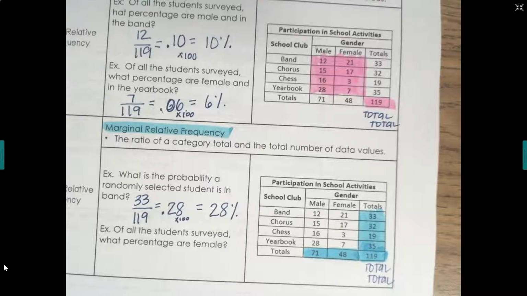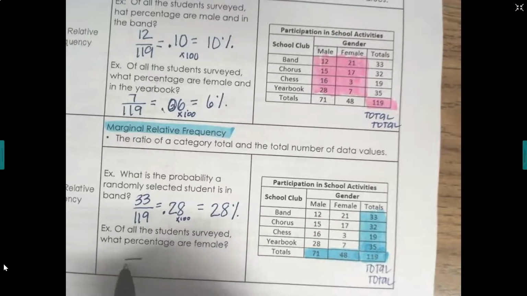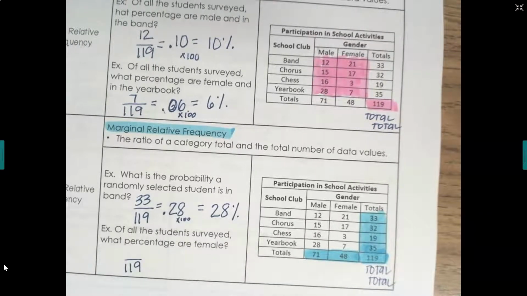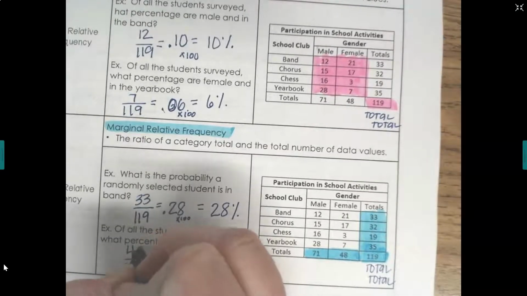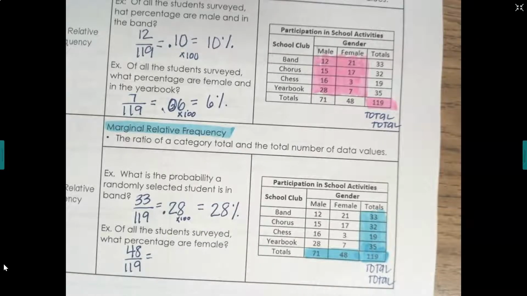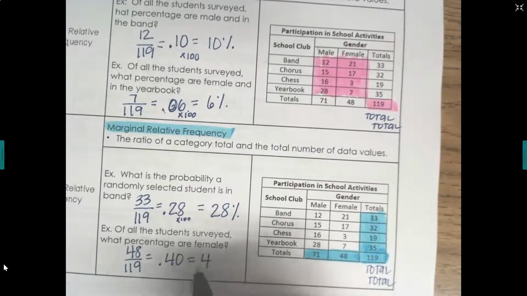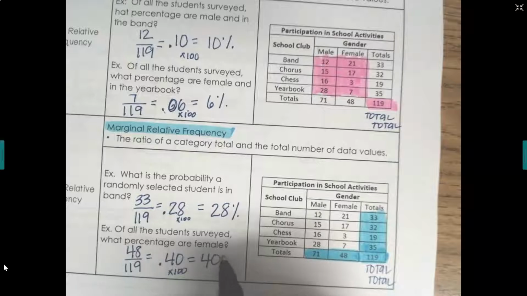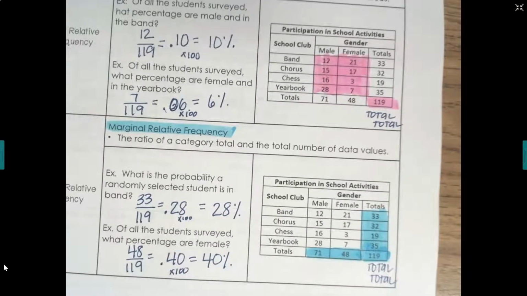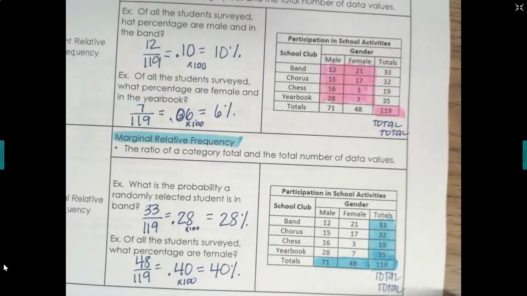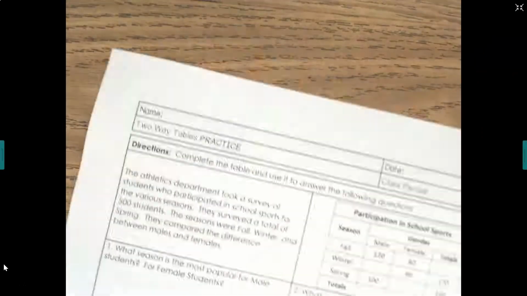Okay, now of all the students surveyed, so out of those 119 students, what percentage are female? So I go to my female. Female total is 48. So it's 48 out of the 119. When I do my division, 48 divided by 119, I got 0.40. Multiply that times 100, and I got 40% of those surveyed are female. Okay? All right. So those are the more straightforward. This last one, it's not any more difficult. It just takes a little bit more thought.